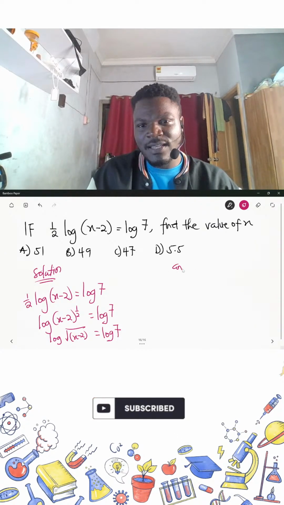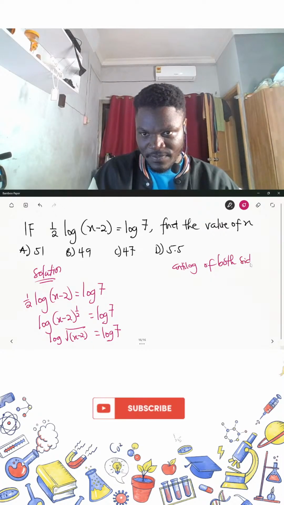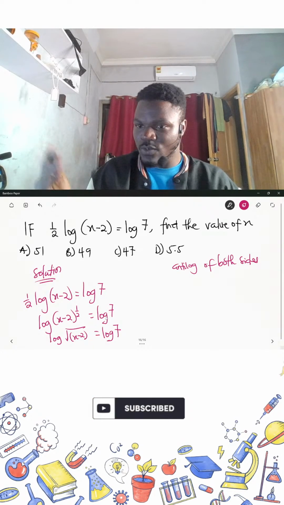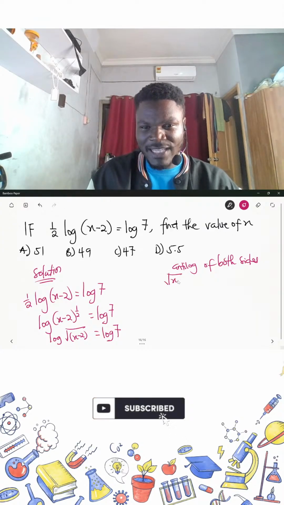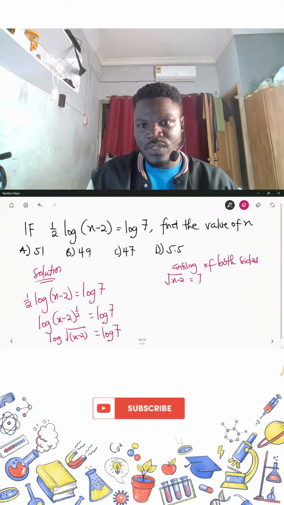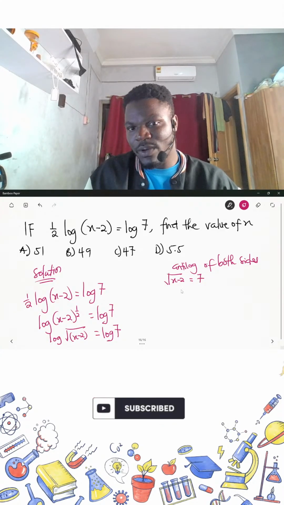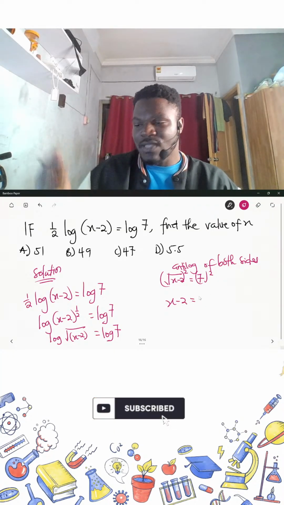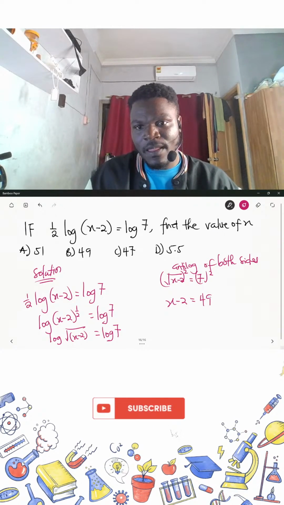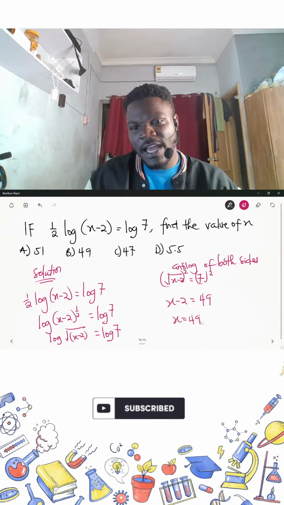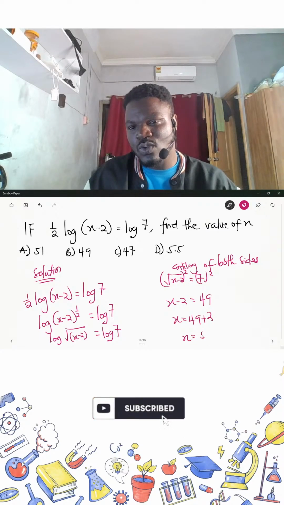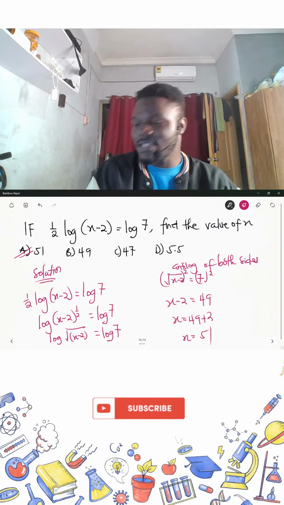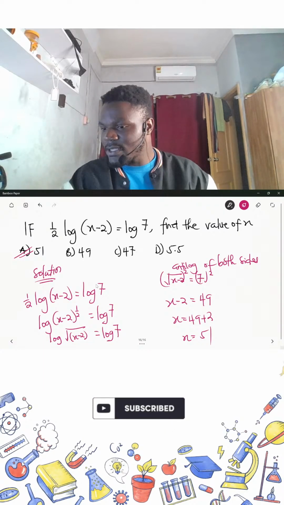So from here we take antilog of both sides. So when we take the antilog, the logs will be gotten rid of. So we'll have root x minus 2, and this will be equal to 7. Are we okay? So to get rid of the root, we square both sides. And if we do that, we'll have x minus 2 here, and this is equal to 7 squared. That will give us 49. Are we okay? So we have here x is equal to 49 plus 2. So therefore, x is equal to 51. And the correct answer here is option A. And you guys all got it right.